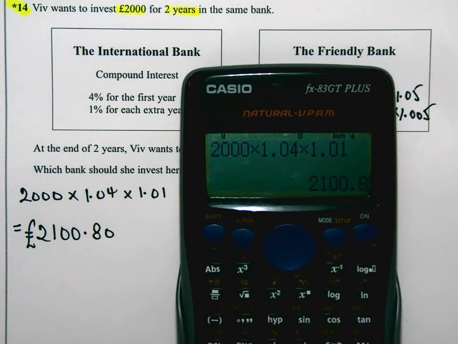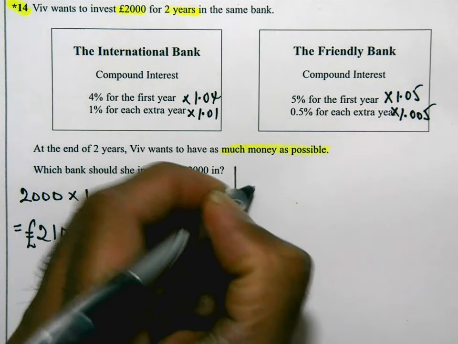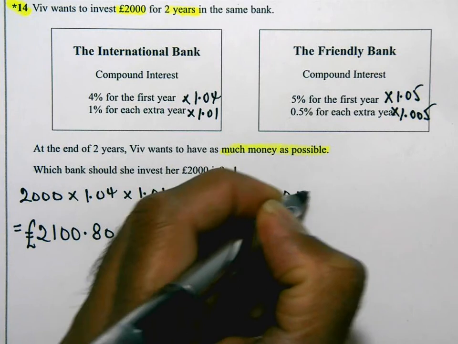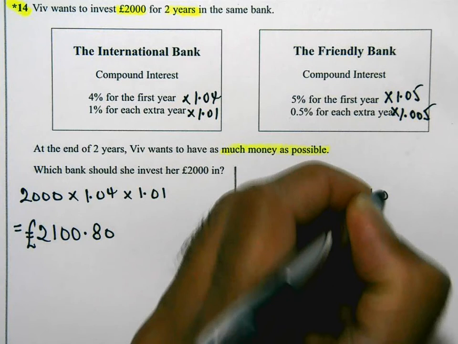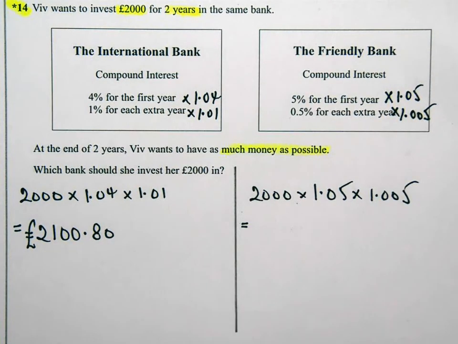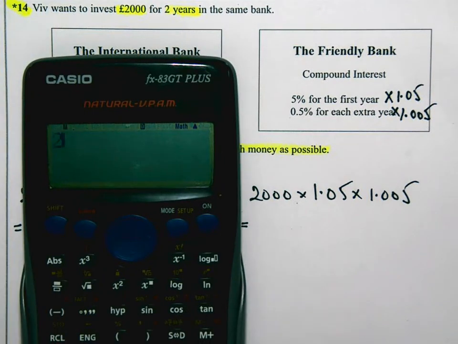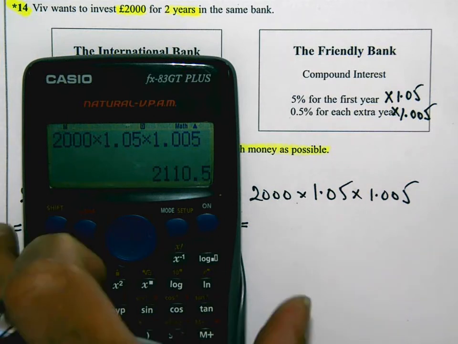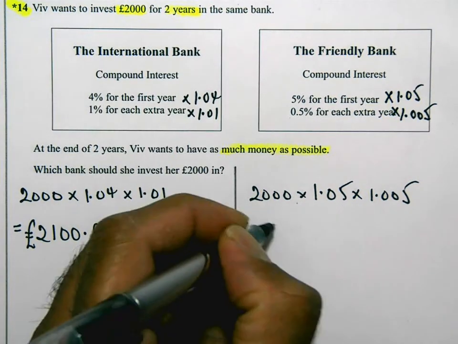Let's go through the same calculation for the friendly bank. She'll have £2,000, and after the first year, times by 1.05, and for the second year, you're going to times by 1.005. And what does that give you? 2,000 times 1.05 times 1.005 equals £2,110.50.